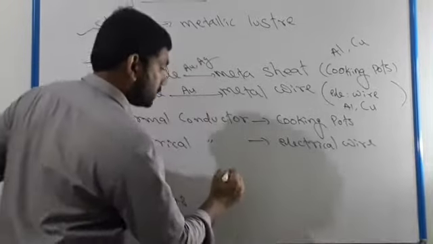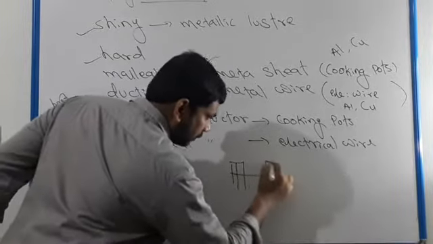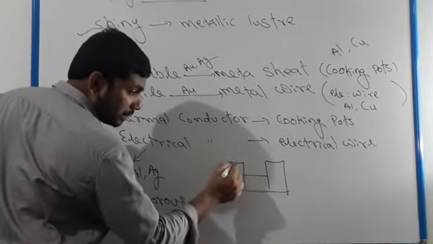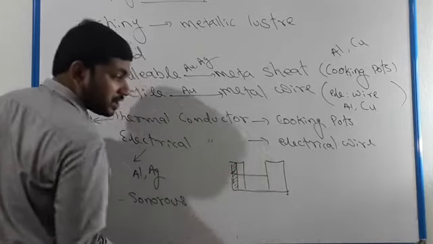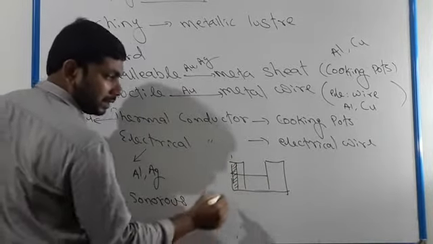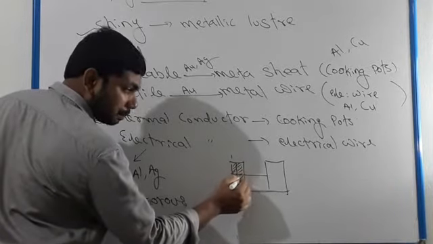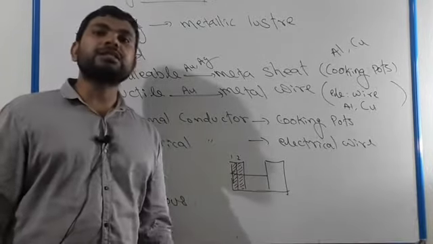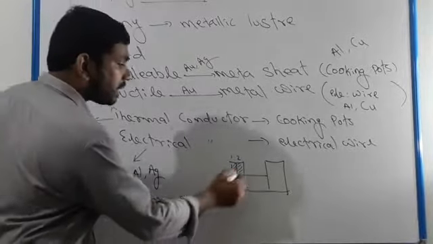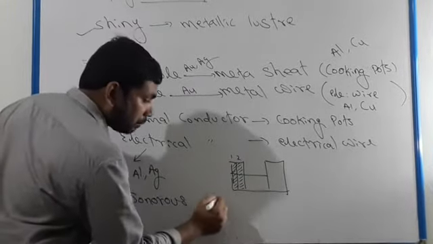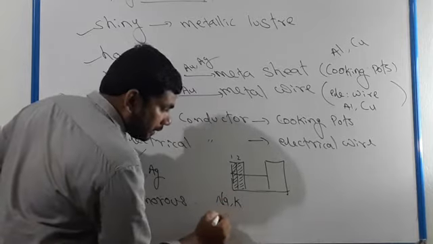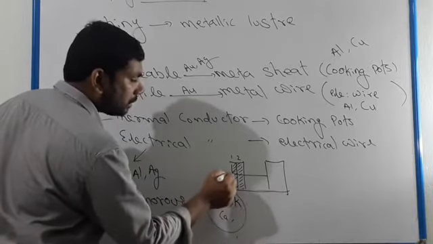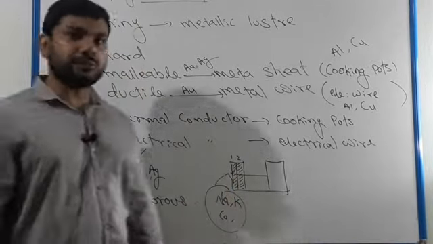This is the shape of the periodic table which I showed in the beginning. The metals coming in this part are group 1 metals. The metals coming in this part are group 2 metals. Group 1 and group 2 metals are soft. Examples: sodium, potassium, calcium, magnesium. These metals are soft metals.